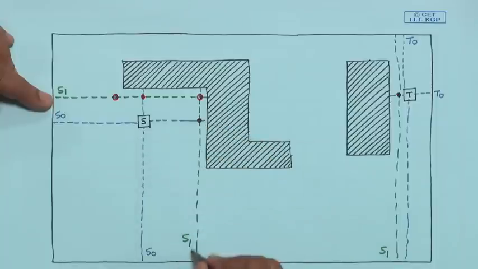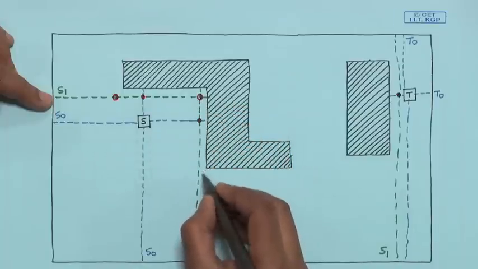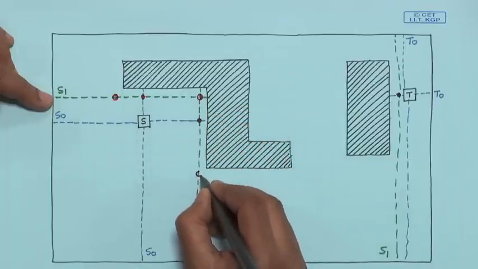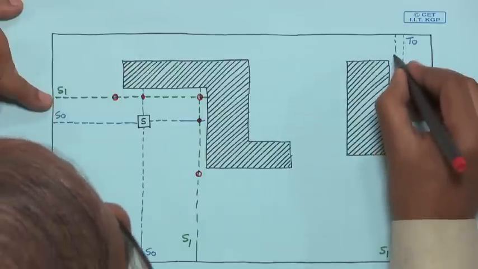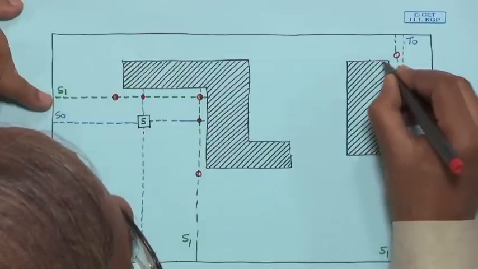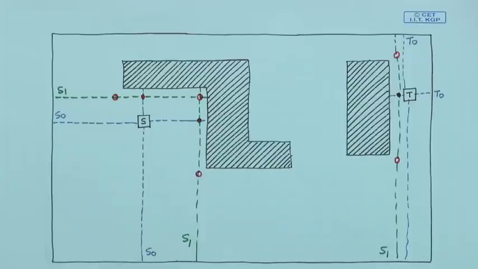Similarly, for this line S1, it is hitting here of course, and here it is just crossing the boundary. So, there will be one escape point here. Similarly, for this green line S1, there will be one escape point defined here, where it is just crossing this, and another escape point defined here, just crossing this.